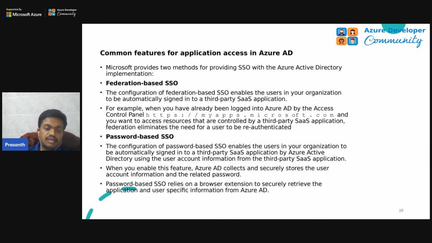That integration will happen. When you enable this feature, Azure AD collects and securely stores the user account information and related password, meaning you don't need to enter it again. Password-based SSO relies on a browser extension to securely retrieve the application and user-specific information from Azure. So these are the two methods you can use. But if you ask me for the best practice, and it's simple to use, then federation-based SSO is the one you should go for.